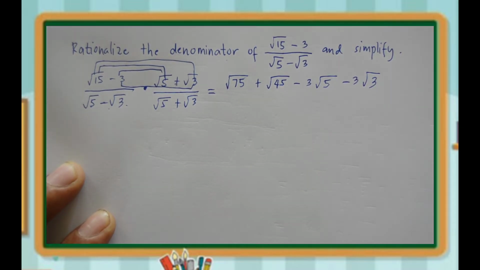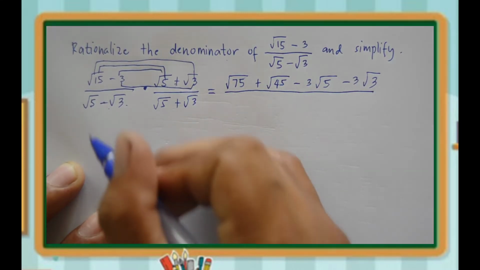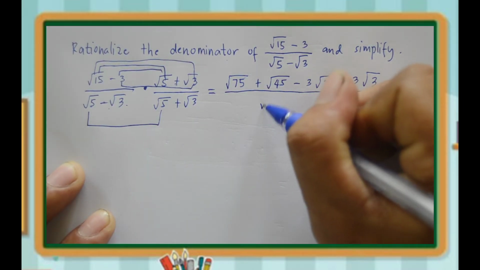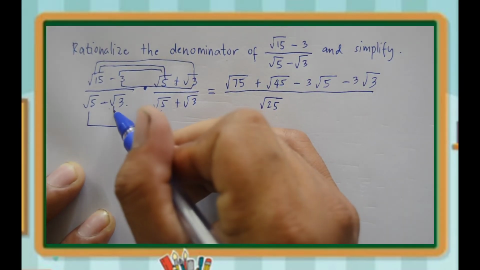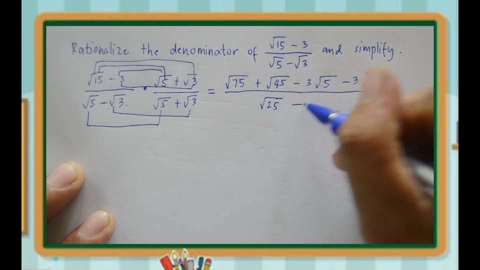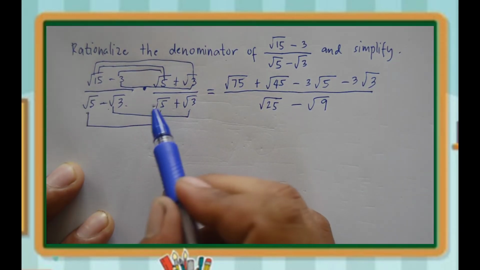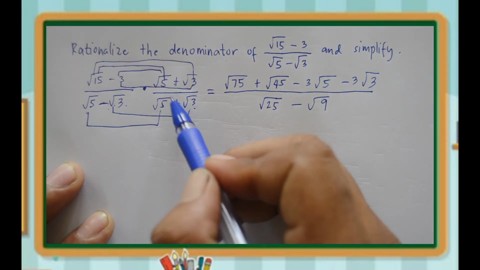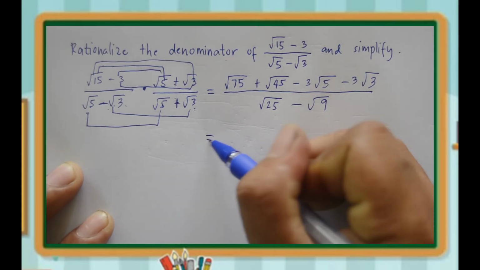Then in our denominator, we are going to shortcut the process because these two terms are conjugates. Multiply the first term and the first term of the second binomial: square root of 5 times square root of 5 is square root of 25, minus square root of 3 times square root of 3, which is square root of 9. Since they have the same terms but differ in operation, we can shortcut the process. Next we are going to simplify the numerator and the denominator.